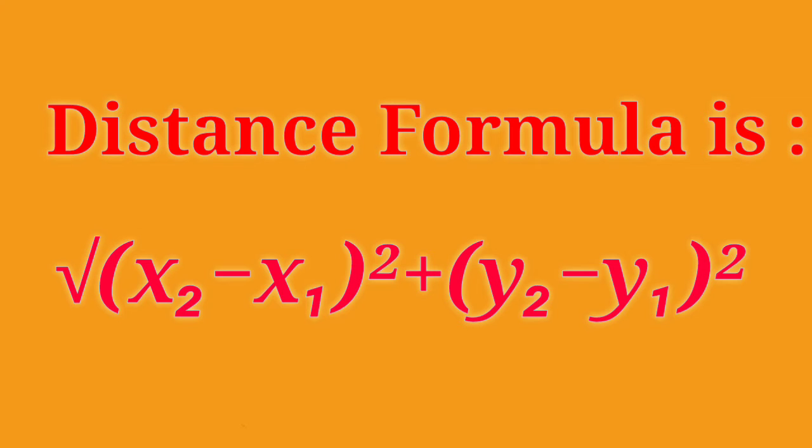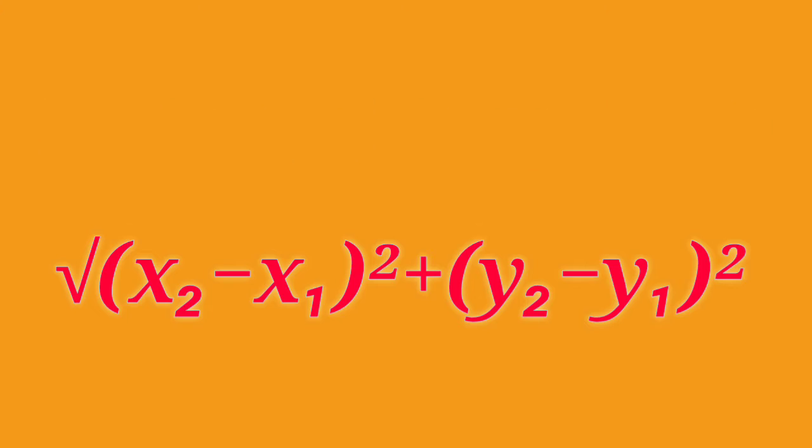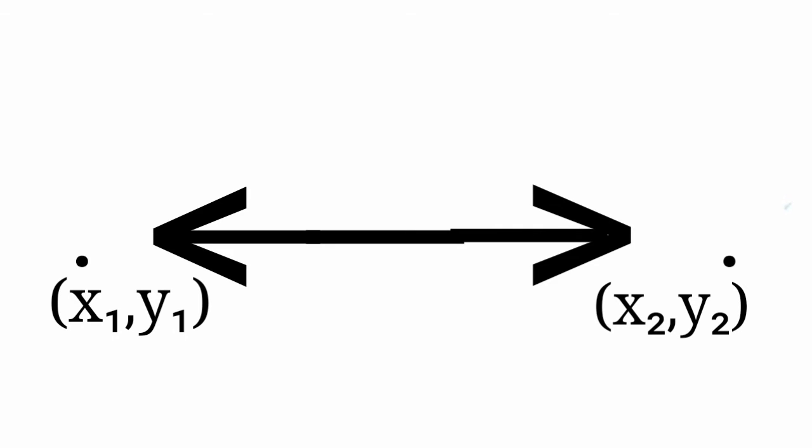So let's start our first topic, distance formula. The formula is root over x2 minus x1 whole square plus y2 minus y1 whole square, where x1 comma y1 is the coordinate of the first point and x2 comma y2 is the coordinate of the second point. By joining the points we can find a line. The distance of the line or the measurement of the line we can find through this distance formula. So by this formula we can get the measure of the line.